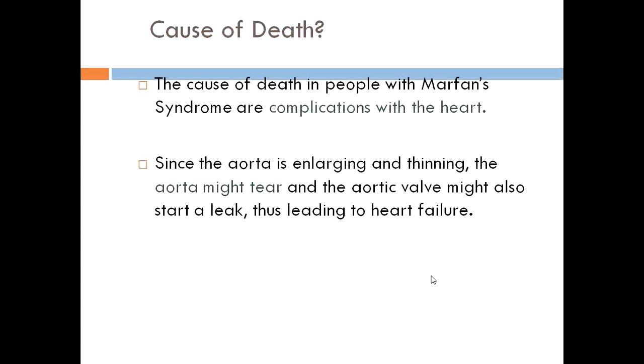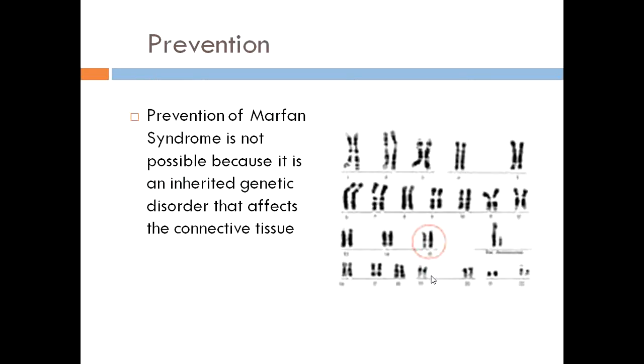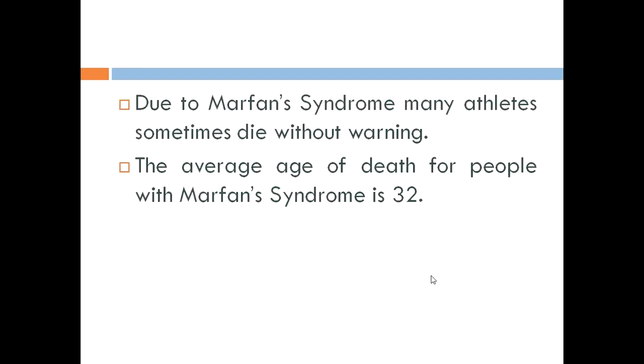Cause of death in people with Marfan syndrome is complications with the heart. Since the aorta is enlarging and thinning, rupture can lead to heart failure. Prevention is not possible because it's an inherited genetic defect that affects the connective tissue. Due to Marfan syndrome, many athletes sometimes die without warning. The average age of death for people is 32.